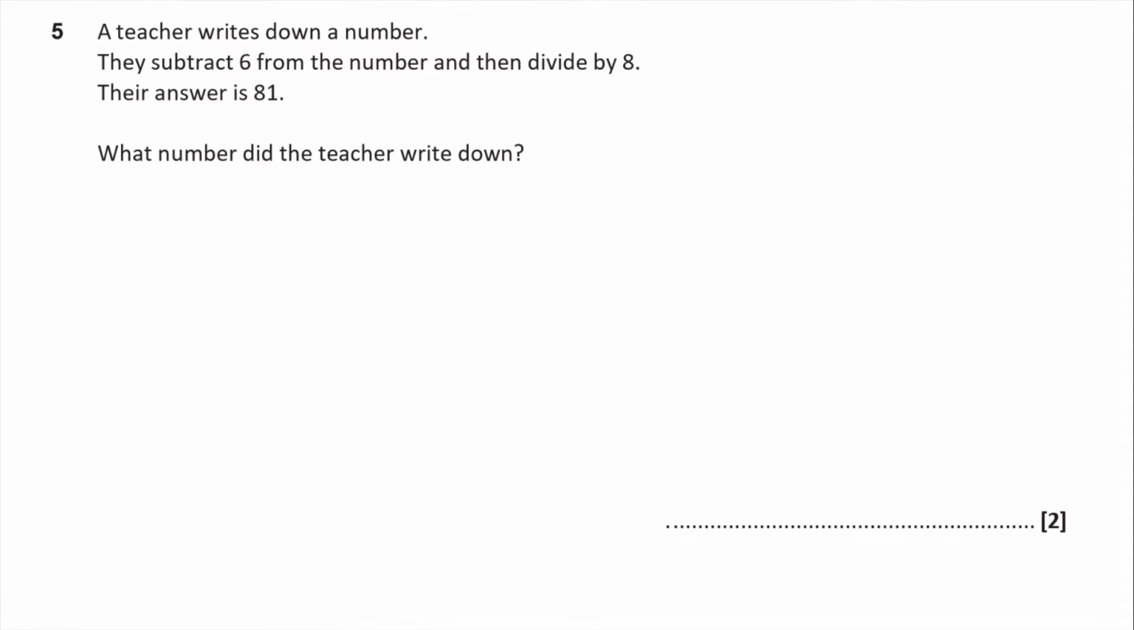Question 5. A teacher writes down a number, they subtract 6 from the number, and then they divide it by 8. The answer is 81. What number did the teacher write down? Okay, I'm going to do this algebraically. I'm going to say let the number that the teacher wrote down be x. Then they subtract 6 from the number. So x minus 6, and then they divide it by 8, over 8. And then the answer is 81. Okay, so that's going to give me the equation x minus 6 all over 8 is equal to 81.